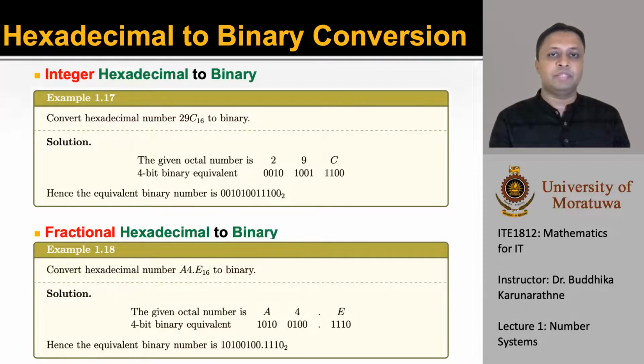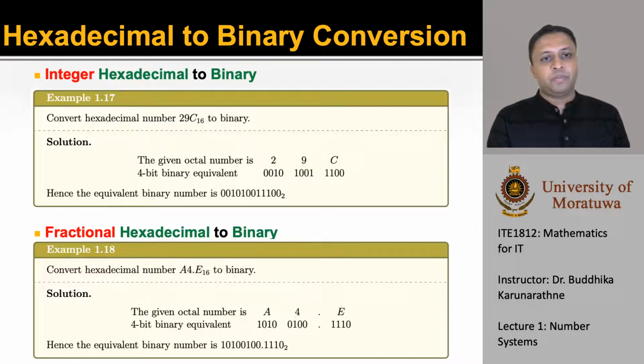So C is 12 in decimal, and in binary, it's 1100. Similarly for 9, it's 1001. And for 2, it's 0010. And then you take them all together to come up with the equivalent binary number. So start from here: 0010, 1001, and 1100. The whole sequence is the binary number representing this hexadecimal number.